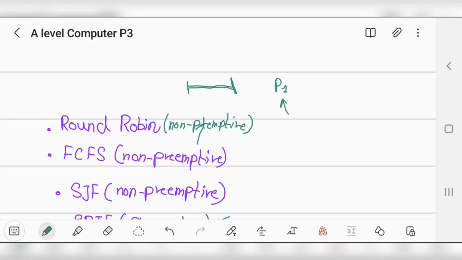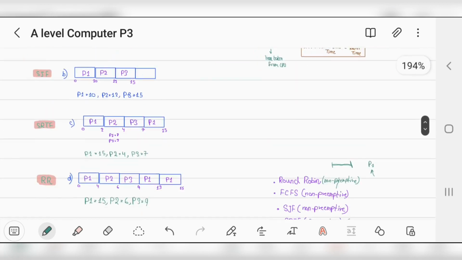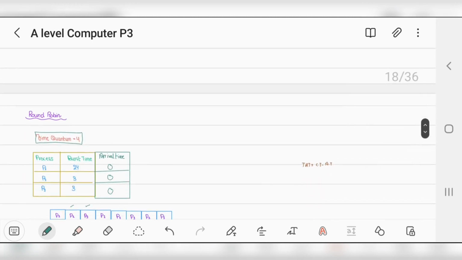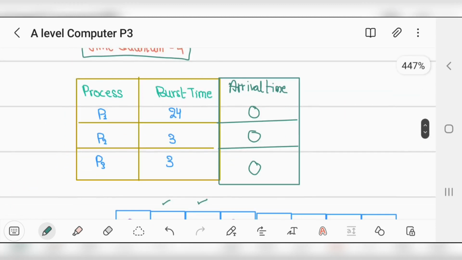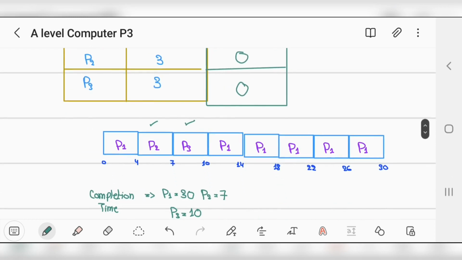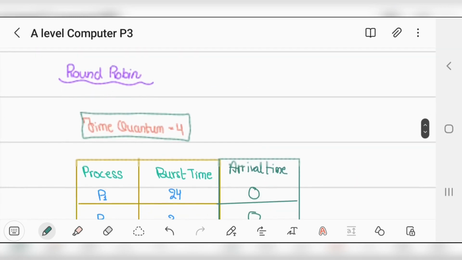For example, let's discuss round robin. This is our table. We have process 1, process 2, process 3, and their burst times. Burst time means the time the process takes from the CPU to complete its execution. Arrival time is when the process came into the running part. The time quantum is 4. This is what round robin is.